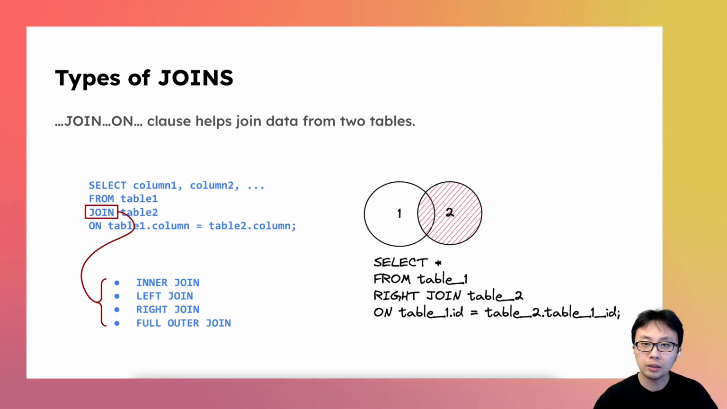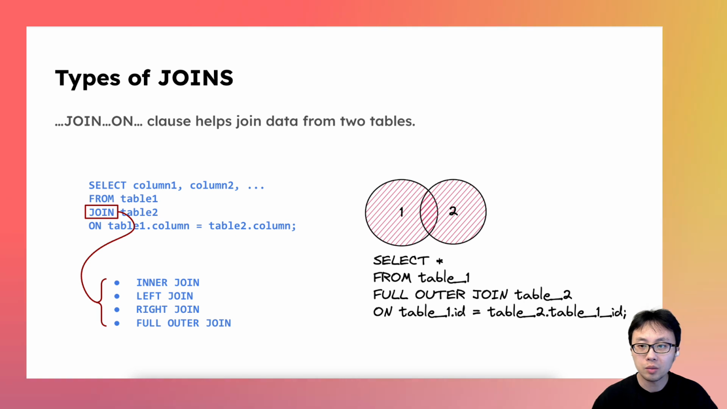Right join returns all the rows from table 2 and the matching rows from table 1. If a row in table 2 has no match in table 1, the result row will include the table 2 record with null values for table 1 columns.